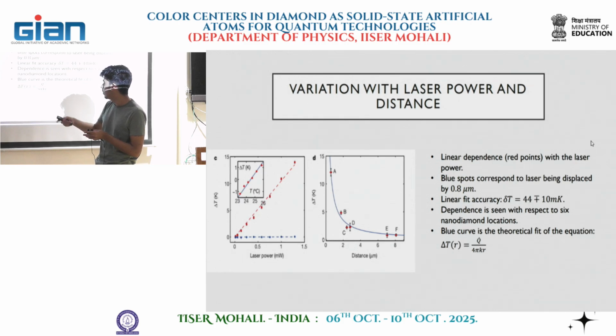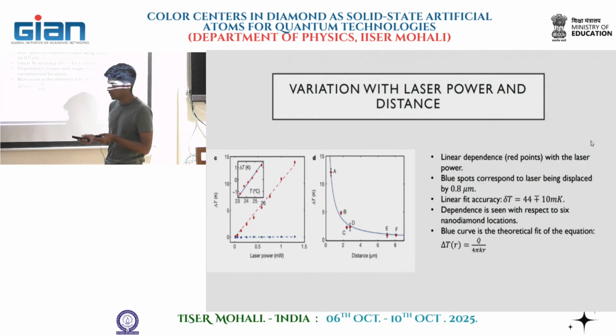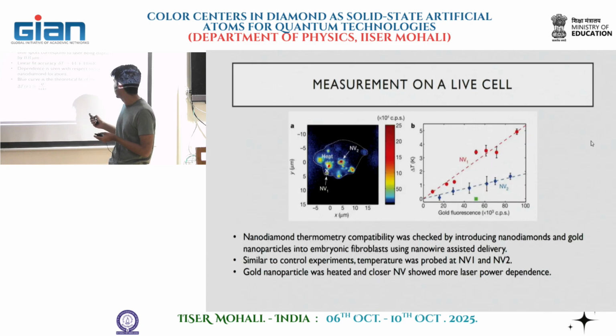In the second part, they took the nanodiamond and placed it at 6 different locations, and we can see that it varies as a 1 over r dependence with the distance, which is perfectly agreeing with the theoretical prediction. This formula, delta T of r equals q dot by 4 pi kappa r, we get by solving the heat equation over a 2D surface. This is a steady state solution, so we can see this also has a 1 over r dependence, which is agreeing with the experiment.